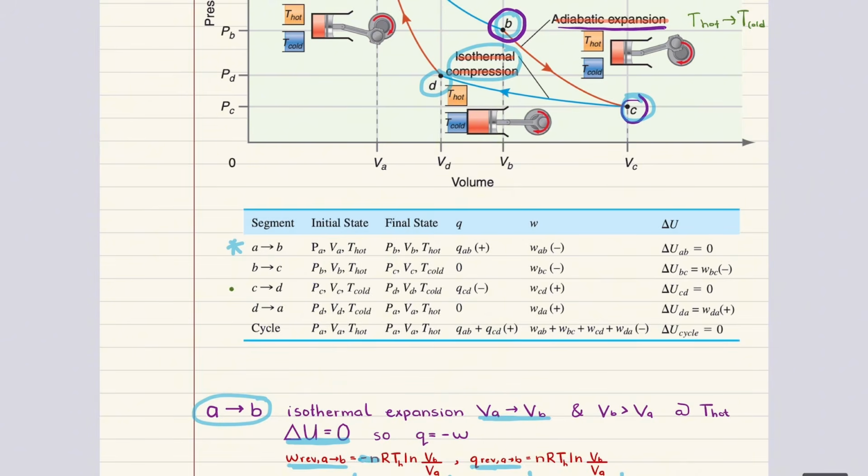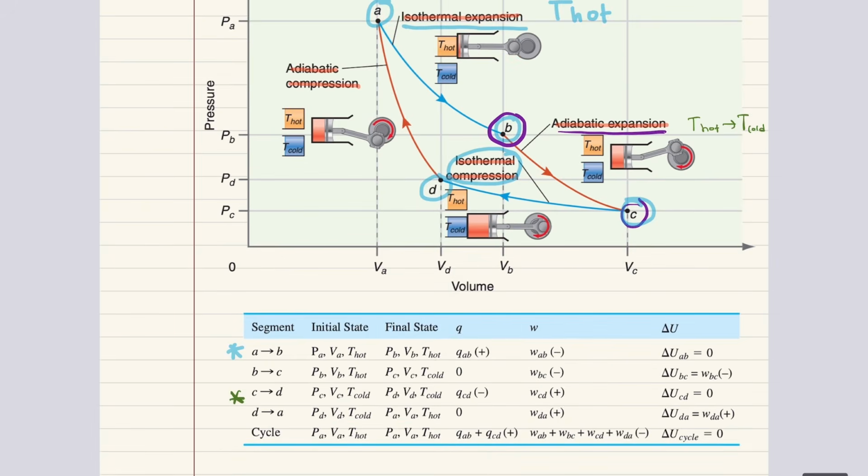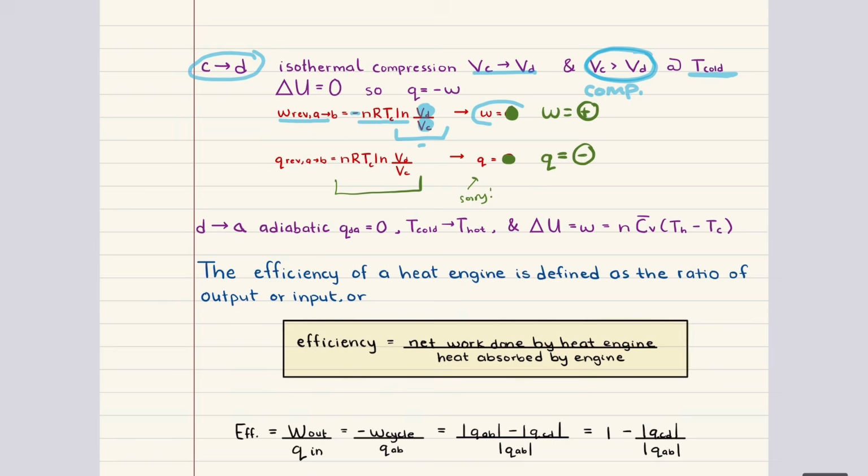Now we make it to our final segment. D to A, we have adiabatic compression back to T hot. We again isolate the gas so no heat flows. That means we write QDA is equal to 0. We compress the gas until its temperature rises from T cold back to T hot. The work here equals the internal energy change, so we can write delta U equals work DA, and that is equal to n times molar CV times T hot minus T cold, which is going to be positive.